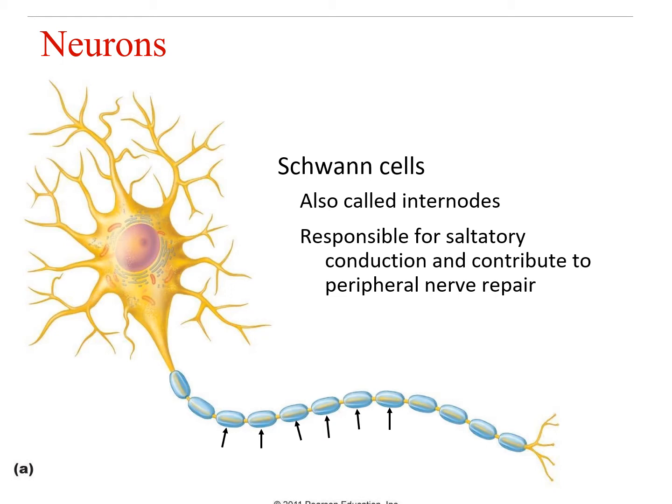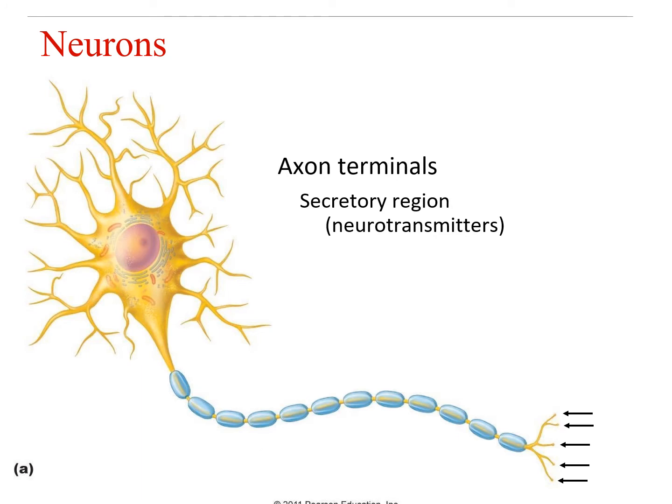These Schwann cells are sometimes also called internodes because they are between the nodes of Ranvier. So where the arrows are pointing, each arrow is pointing to one Schwann cell. And each Schwann cell also gets called an internode because each Schwann cell is between two nodes of Ranvier.